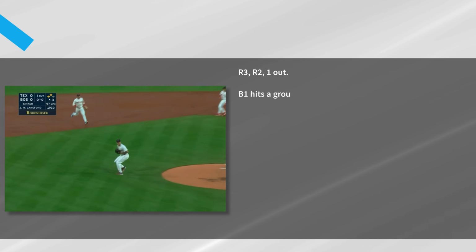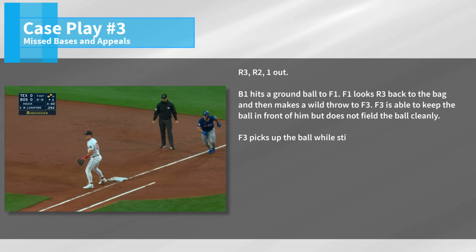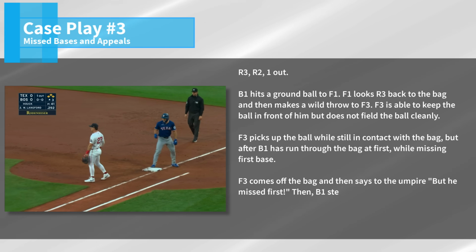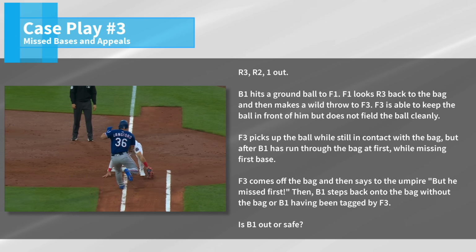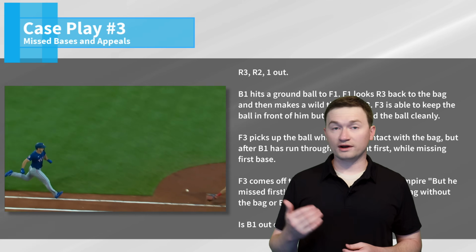Case play number 3. This is the same scenario, except F3 comes off the bag and then says to the umpire, but he missed first. Then B1 steps back onto the bag without the bag or B1 having been tagged by F3. Is B1 out or B1 safe? In this scenario, B1 is safe.